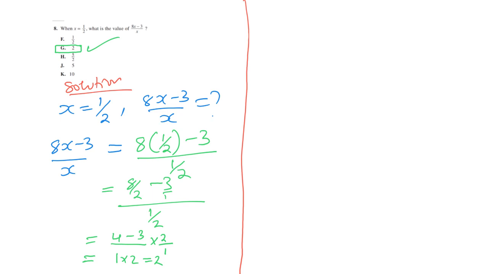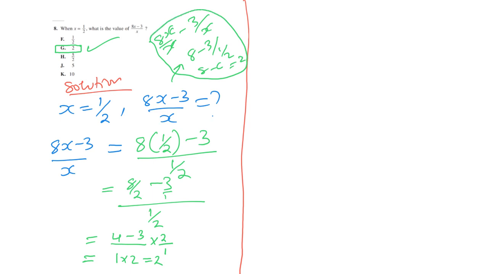The other method is only good for someone who understands this. This can be written as 8x over x minus 3 over x. So you cancel out the x and you have 8 minus 3 over a half. Now divide this by a half. It will be 8 minus 6, which is equal to 2. But this is for a student who is very good at mathematics. I'm not saying that you are not good at mathematics, but I'm saying this is the best approach.